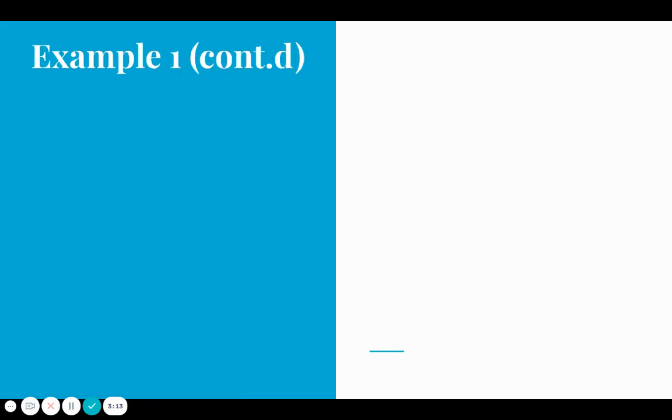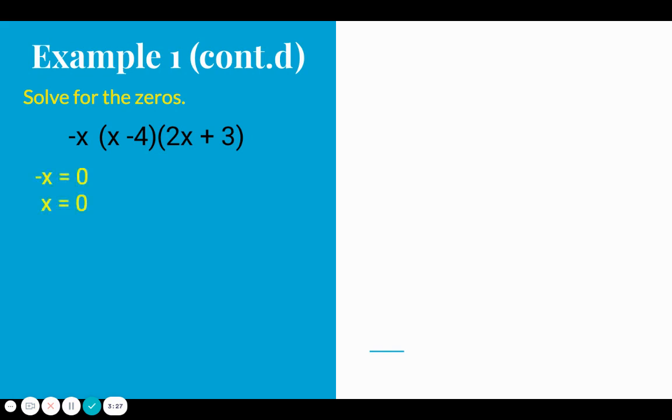Now that we've found our factors, we want to use our factors to solve for the zeros. Here are those factors again. To solve for the zeros, we're looking for the values of x that would make the function equal 0. So we're going to take each factor one at a time and set it equal to 0.